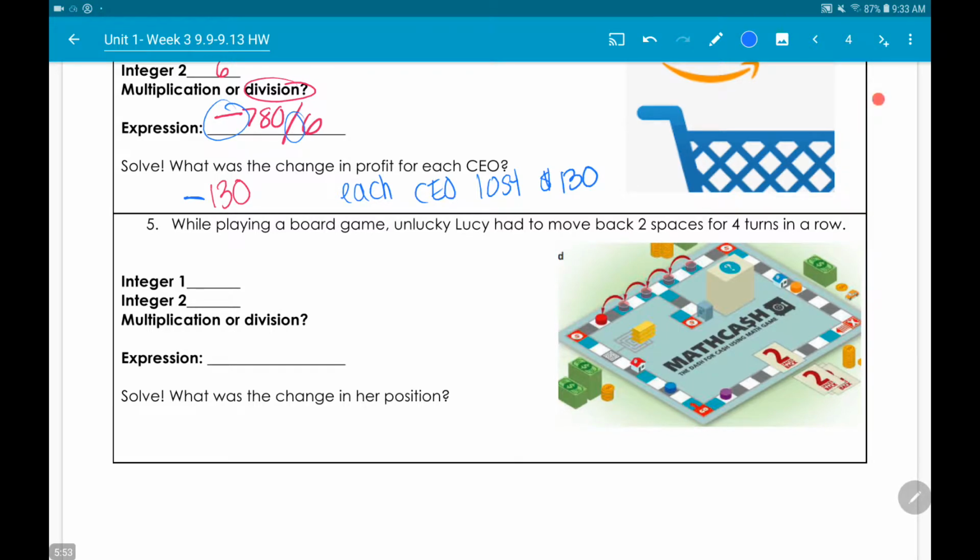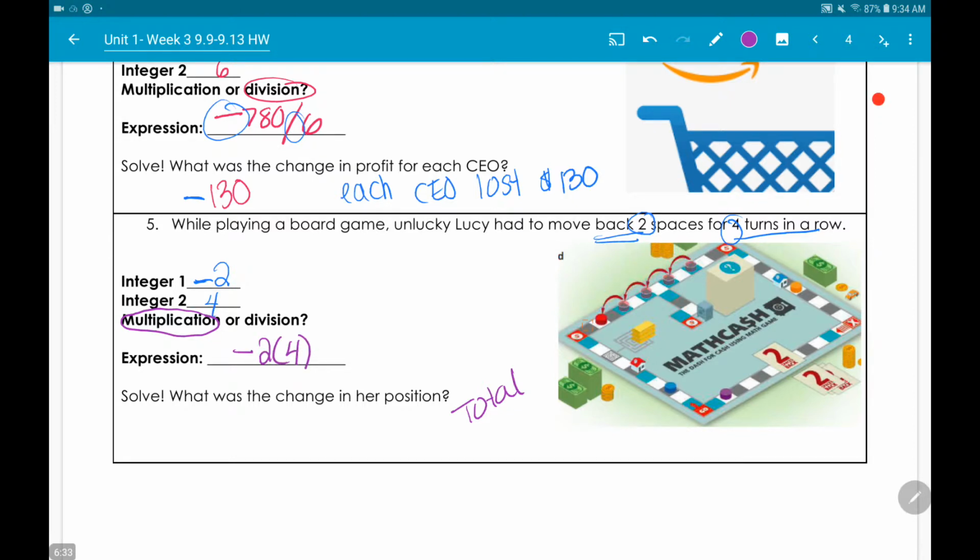All right, last question. While playing a board game, Unlucky Lucy had to move back 2 spaces. So integer 1, -2. She had to do this for 4 turns in a row. So if I see in my little diagram here, she had to move back 1, 2, 3, 4 times. So what was her change in position in total? So basically, how many spaces did she have to move? This is multiplication. So -2 times 4.